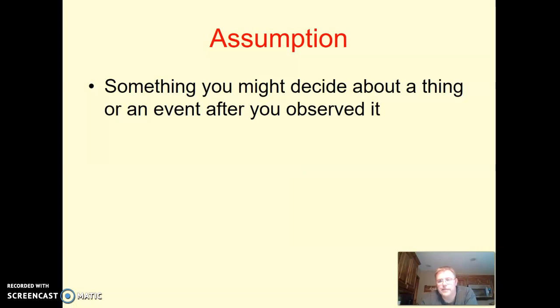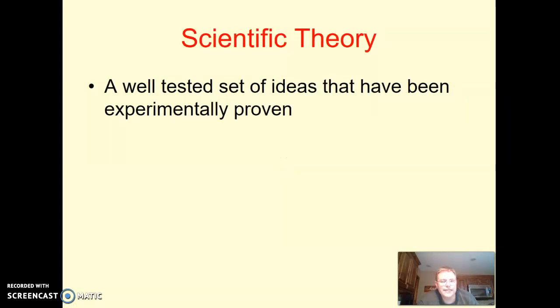And then finally, a scientific theory. This is kind of our goal when we do scientific experiments, to get tons and tons of experimentally proven results. So a well-tested set of ideas that have been experimentally proven. We put all of these together, and then we get some of those big ideas in science, right? Like the theory of gravity. We'll talk a little bit about the theory of evolution later on this year. The Big Bang theory is a big one, talking about the universe and how things go together. So lots of theories in science.